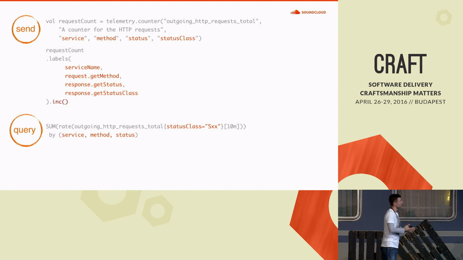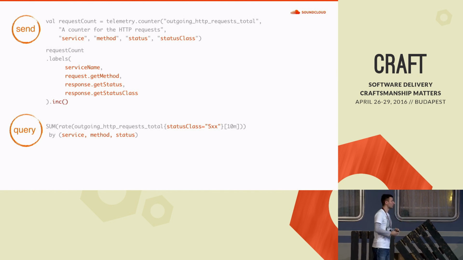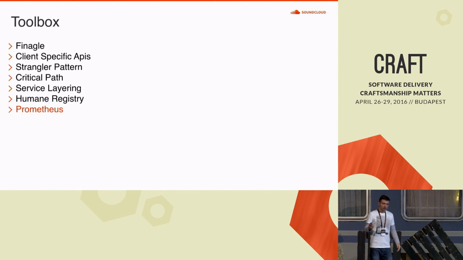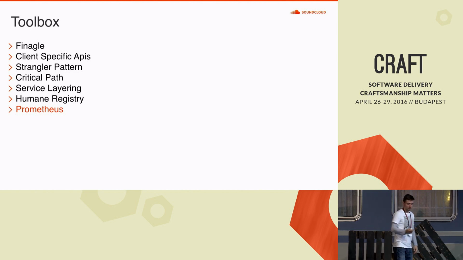One example here is this query, which says that we are interested in all of the increments that have a status class of 5xx, and I want to see the distribution of those increments by their dimensions of service, method, and status. This is a pretty powerful query, and we run it for almost all of our microservices. Again, there is a lot more to say about Prometheus, but in my opinion, the essential point is the 4 design goals that I mentioned in the beginning.